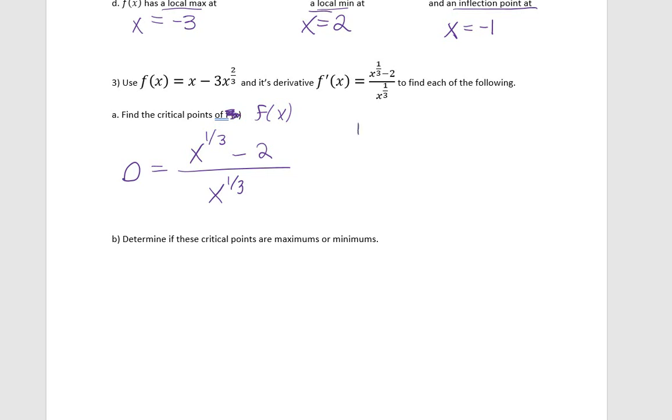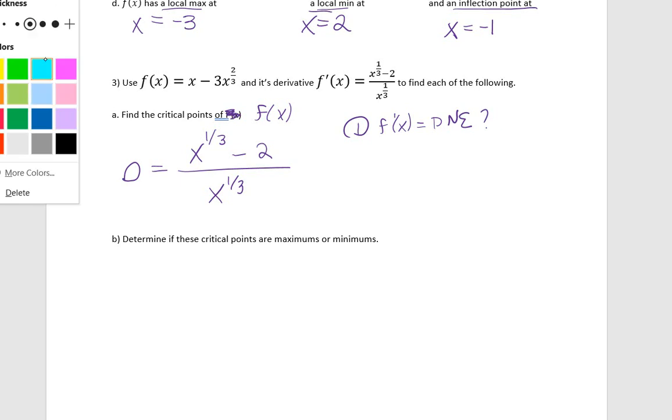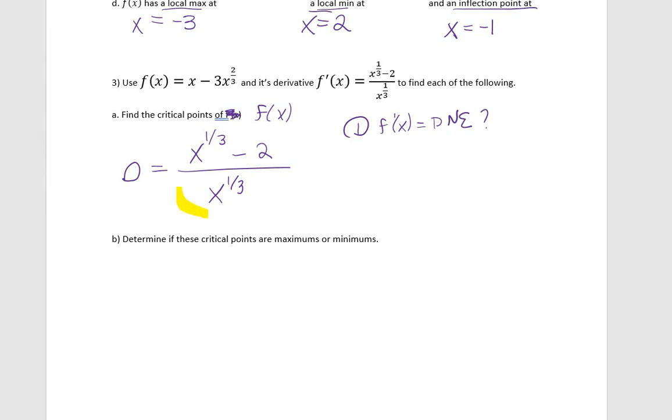So first off, when does our derivative not exist? Well, our derivative won't exist for x values we're not allowed to plug in. So if we look at this, I need to be worried about making the denominator 0. So it's not going to exist when x equals 0 because I can't divide by 0.